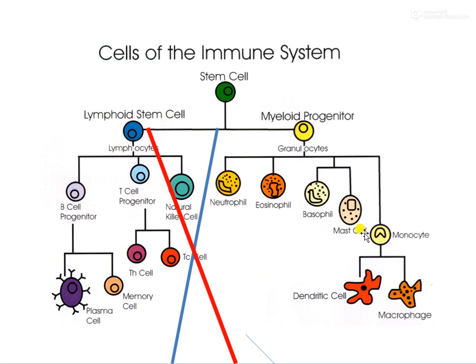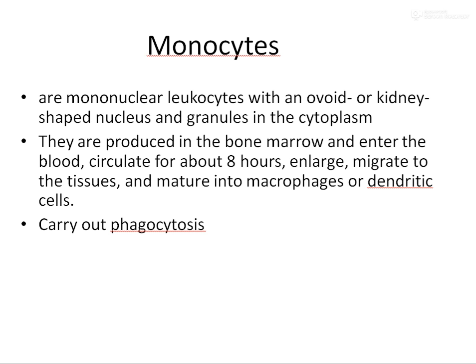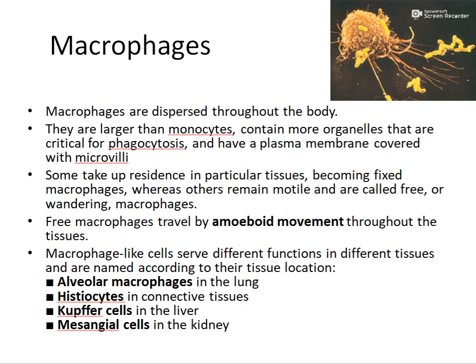You can have a look here. The monocyte cells either mature into macrophages or they mature into dendritic cells, and they carry out the process of phagocytosis. Now, what is a macrophage? This is a macrophage, as you can see.